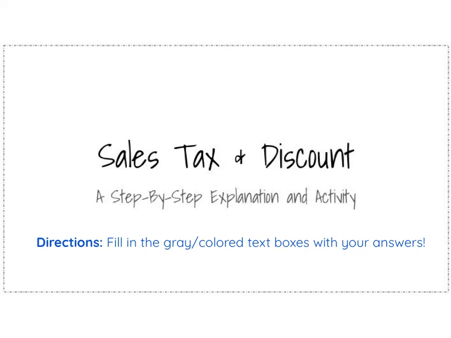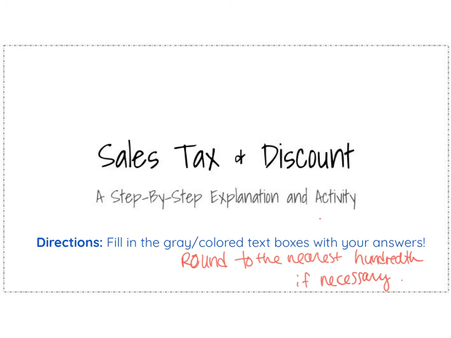Alright, so hopefully this video won't be too long. I'm going to walk you through everything except for the independent practice at the last couple of slides. So fill in sales tax and discount activity, fill in the gray and colored text boxes with your answers. Also, I should have written round to the nearest hundredth if necessary. I forgot to include that in the directions, but since it's talking about money, you always round to the nearest hundredth, okay?